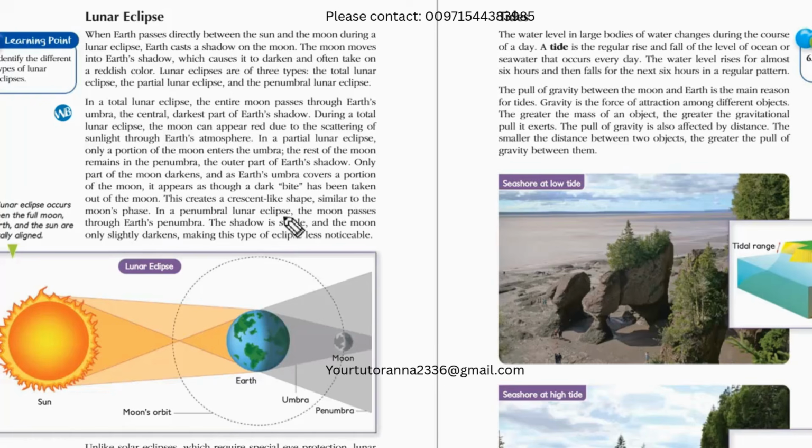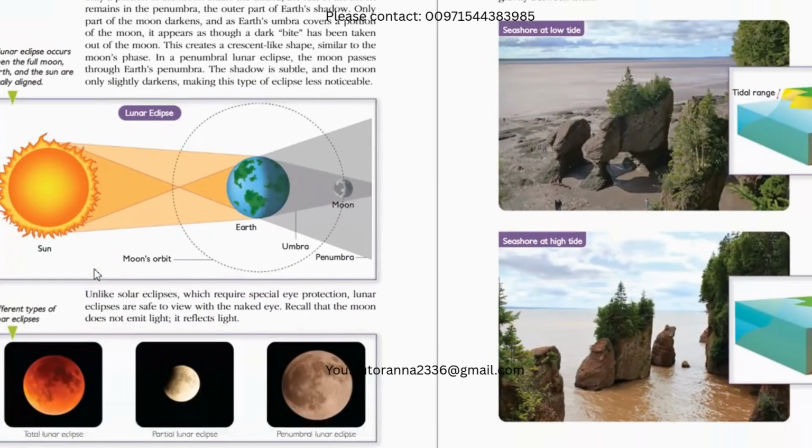In a penumbral lunar eclipse, the moon passes through the Earth's penumbra. The shadow is subtle and the moon only slightly darkens. Now, the penumbra is the lighter part. Remember, we studied it in the previous sun one as well. Here the moon is not completely dark, it's only a little dark, making this type of eclipse very less noticeable.